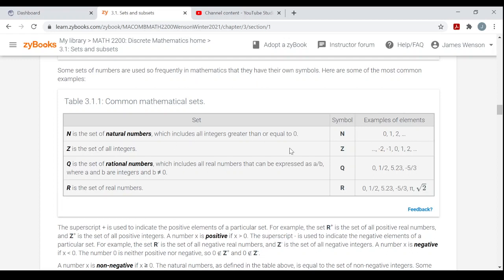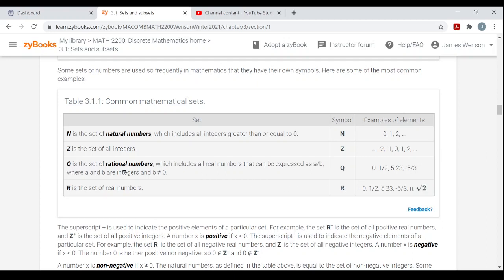This bold Z, when you see it, is the set of all the integers. Right, so again, it's infinite in both directions. You have 0, -1, -2, -3, -4, and so on. Then 1, 2, 3, 4, 5, and so on.